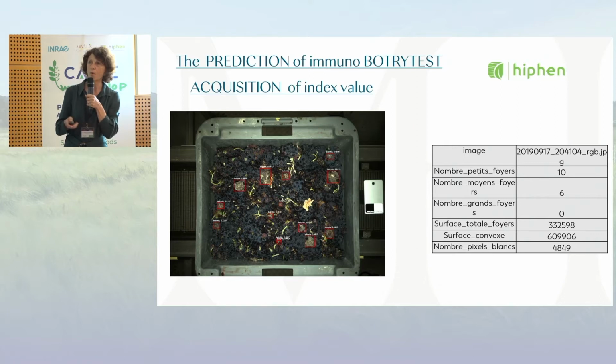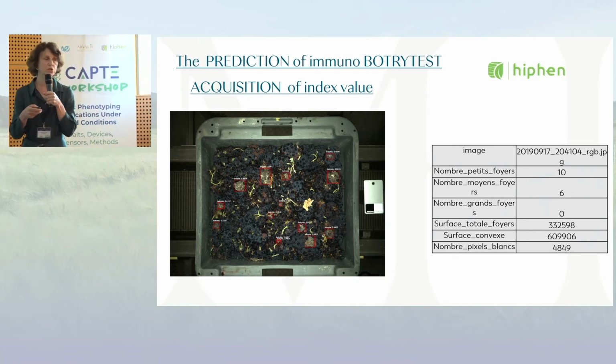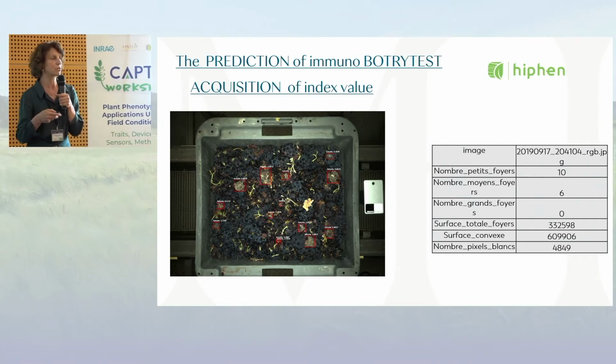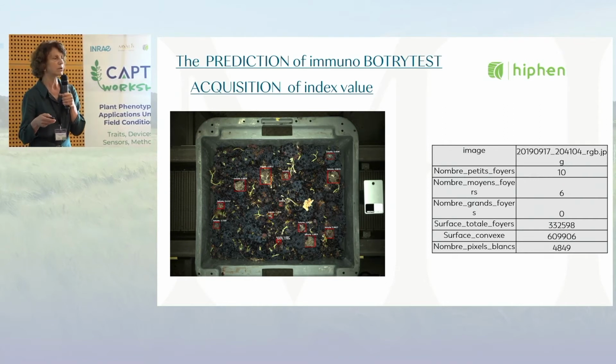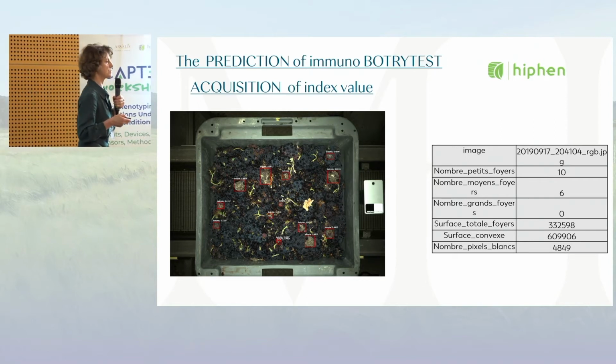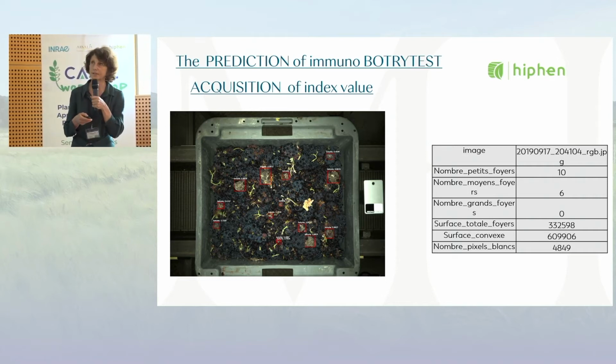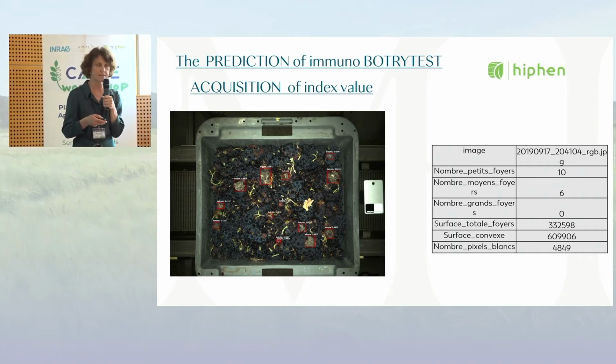And how all the work finally, in parallel of all these analyses and for each of these boxes, predicts a value, which is an index that can predict the value that we would obtain if we were doing analysis with the immunokit for a detection of botrytis. So this is all this work.